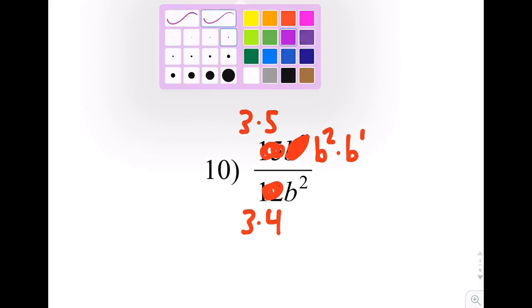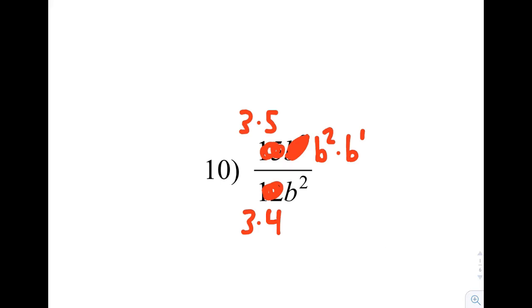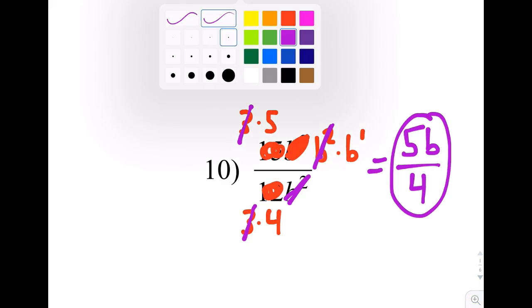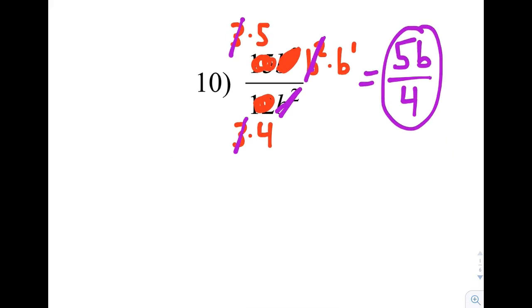Then we're going to eliminate things that are the same top to bottom, so I have a 3 and a 3. I'm going to divide out to 1. I have a b squared and a b squared divide out to 1, leaving me with the simplified version of 5b to the 1, or just 5b, over 4. And that does not reduce any further. So that is my simplified answer, my simplified fraction.